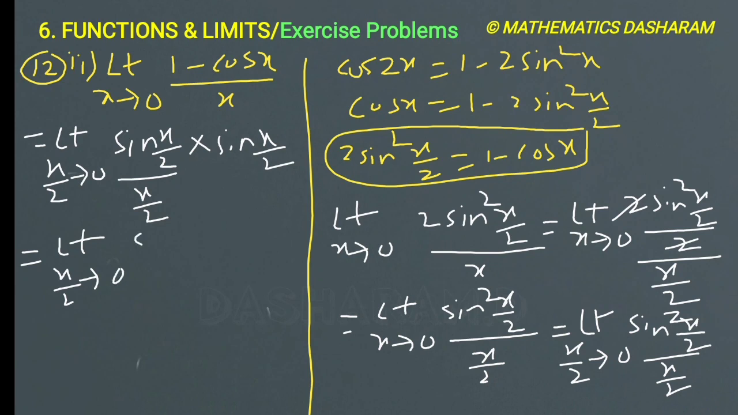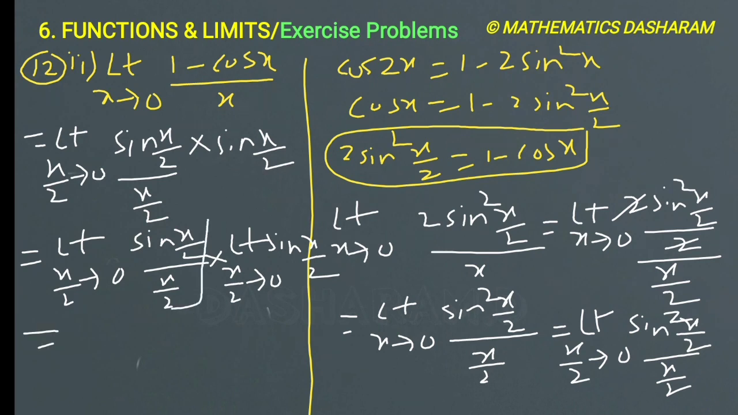Limit x tends to 0, sin x by 2 by x by 2, into limit x by 2 tends to 0, sin x by 2. Here we can apply one formula: limit theta tends to 0, sin theta by theta equals 1. Here substitute x by 2 equals 0, so sin 0. 1 into sin 0 is 0, 1 into 0 is 0. That is the answer.